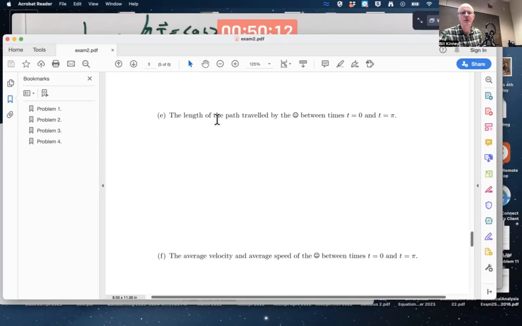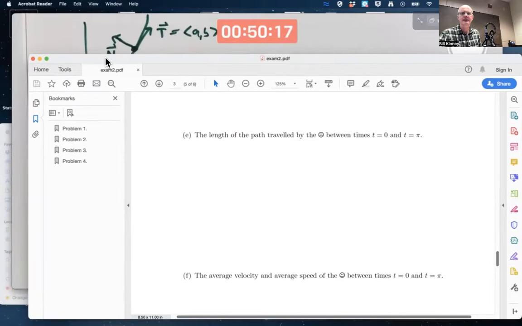Had a length of path problem as well. Okay, I'll have to think about this, and maybe if I share this with you, like, say, are there things here you should be able to do? I guess we did talk about arc length. I was thinking that was before the exam one as well.